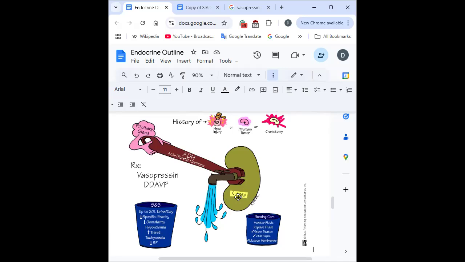If it's nephrogenic, that means the kidneys are not listening. You're giving them all the ADH. They're saying, I don't care. I don't like this ADH. They still pee. Kaylin said, when you have nephrogenic disease, the kidney.